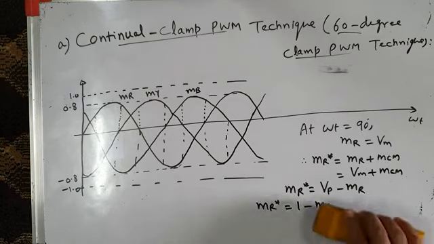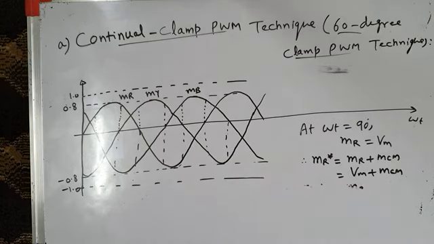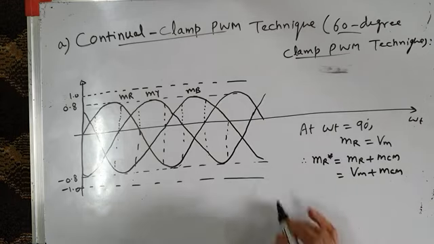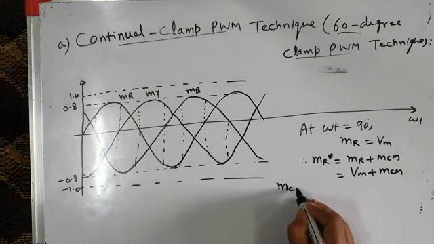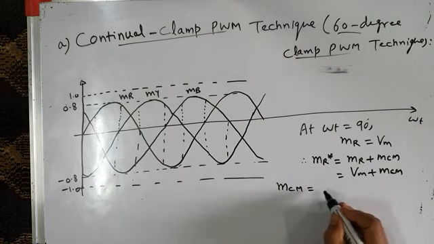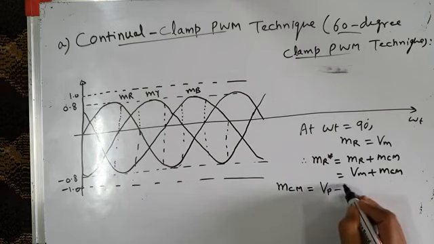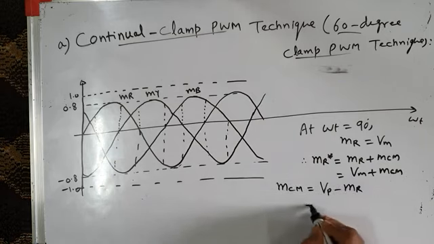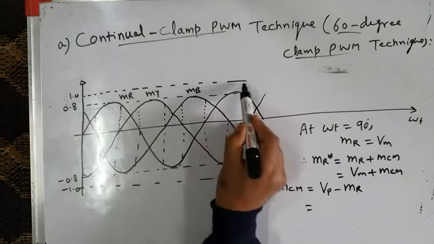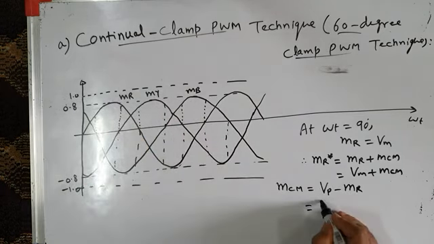I'm sorry, it's not MR star, it's MCM. I have to calculate the common mode voltage, MCM. Now this MCM is Vp minus MR. And what is positive Vp? It is the maximum peak value, it is 1. So it is 1 minus MR.